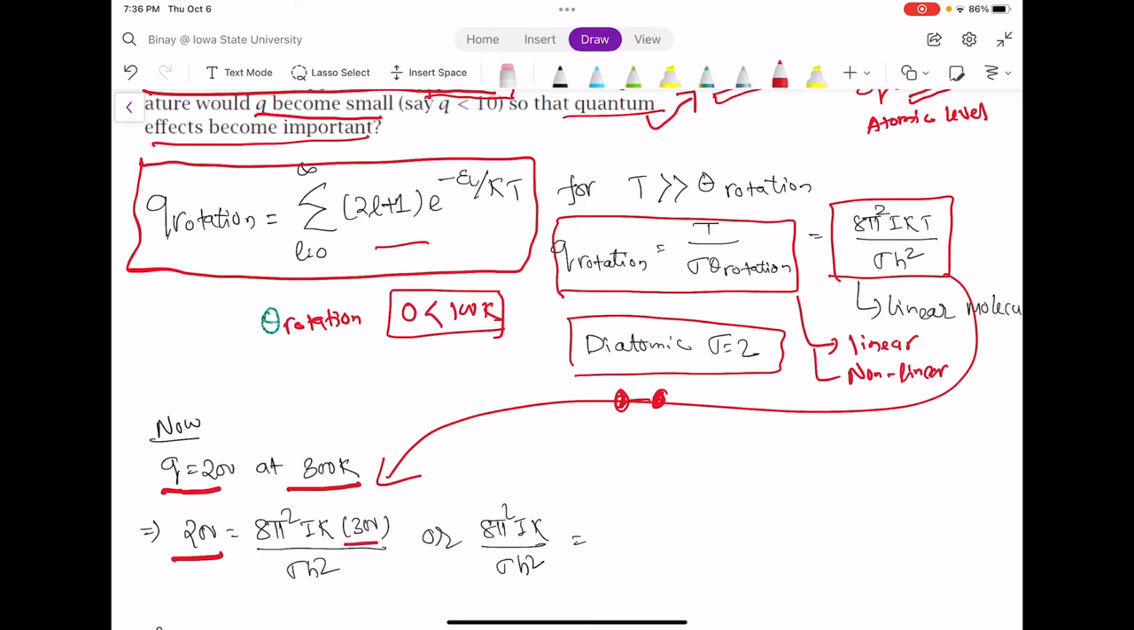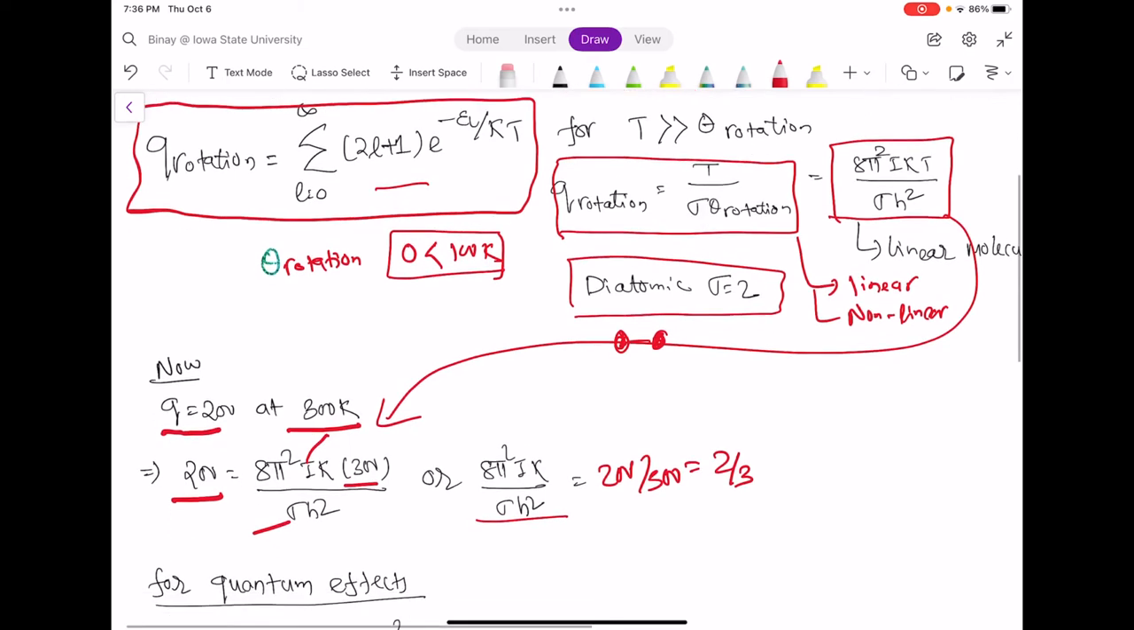There are a lot of values which are unknown, but I really don't need to calculate them. I need not calculate the moment of inertia, sigma, and all that stuff. I can easily write that this whole thing will be equal to 200 over 300, which is equal to 2 over 3. So I got this constant value.